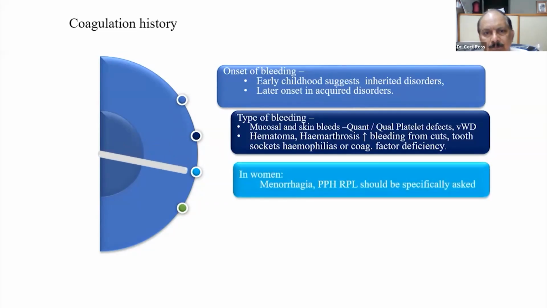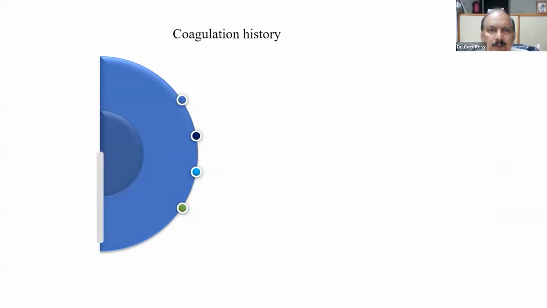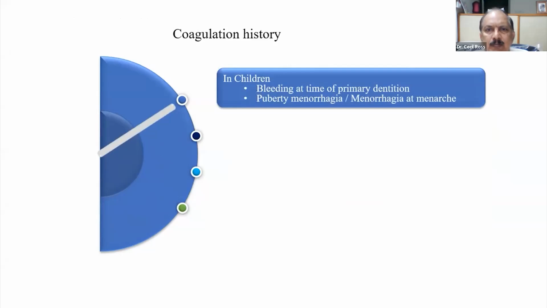Then in women, patients who have menorrhagia, PPH, recurrent pregnancy loss, these are the specific things you should ask for in women who bleed. Then you have severity of bleeding, frequency of bleeding episodes, amount of blood loss, duration of bleeding, transfusion requirements, so that it will tell you how severe that bleeding was. Then, of course, in children you have to ask about bleeding at the time of primary dentition, puberty menorrhagia, menorrhagia at menarche.